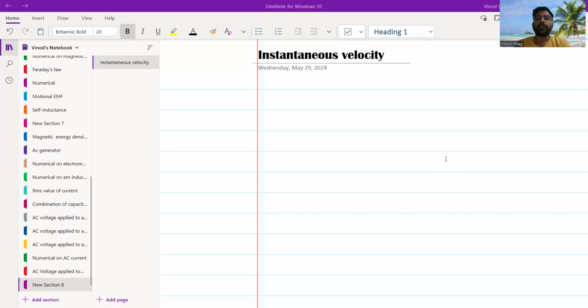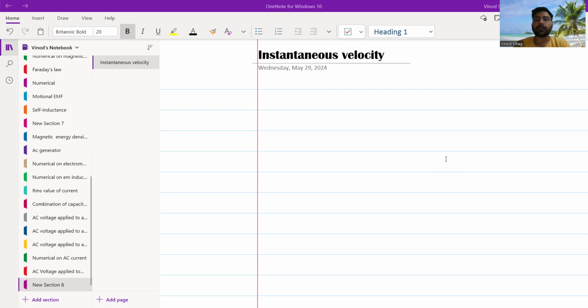And when the time difference tends towards zero, then it becomes instantaneous velocity. As its definition says, the velocity at any instant is called instantaneous velocity.